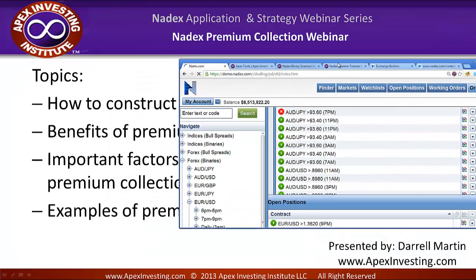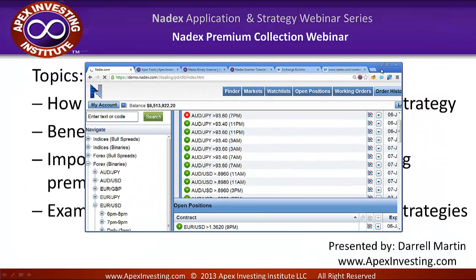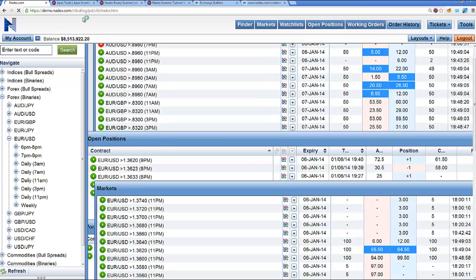So, you can see your live and your demo trades in the same place. Exactly. Yep.